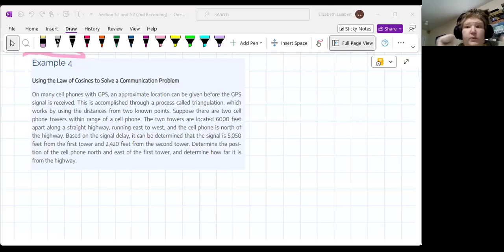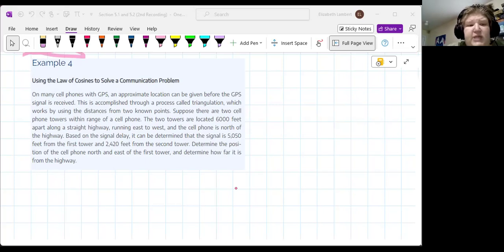All right, so now we have a weird word problem. So let's read this and figure it out. On many cell phones with GPS, an approximate location can be given before the GPS signal is received. This is accomplished through a process called triangulation, which works by using the distances from two known points.